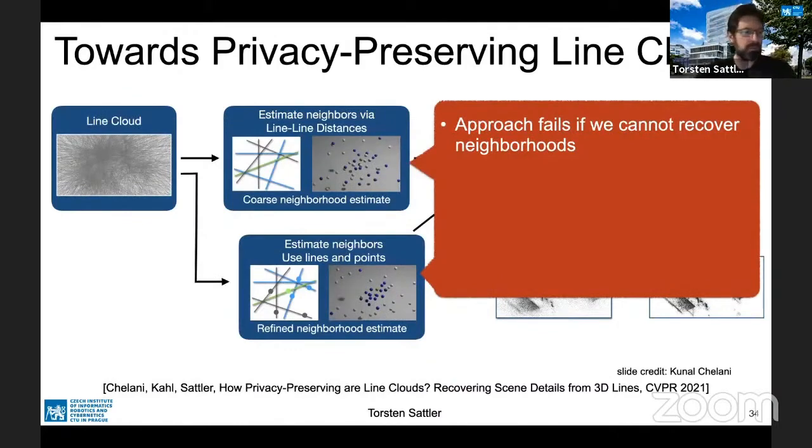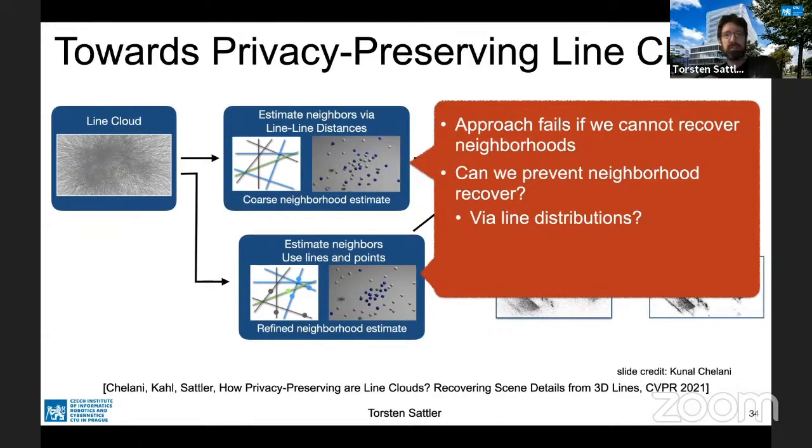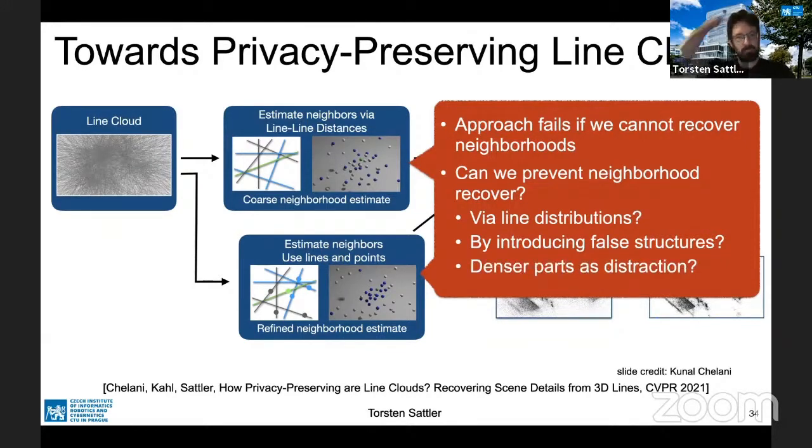The other way that ours can fail is if we cannot recover neighborhoods. There you could think of, for example, using different line direction distributions to make sure that those closest points between lines are not useful for recovering neighborhoods. Or you could try to introduce fault structures to mislead the recovery algorithm. Or you could say, I'm fine with recovering certain parts, and then make sure that lines, or points, get falsely recovered in those parts and not in the rest of the scene.